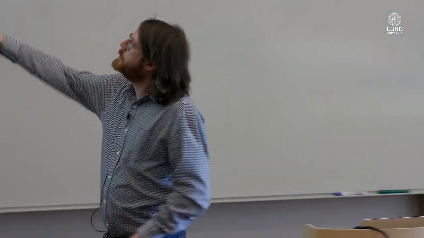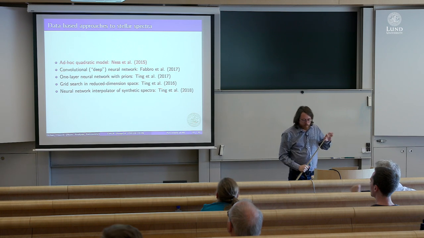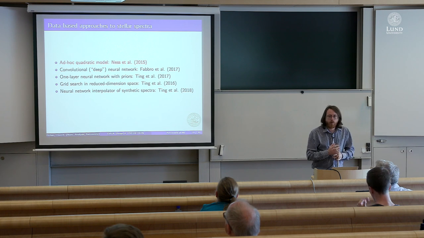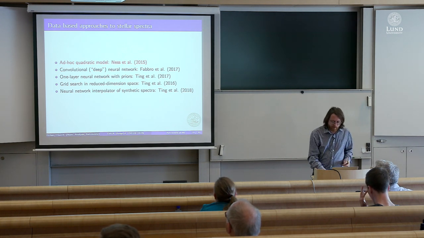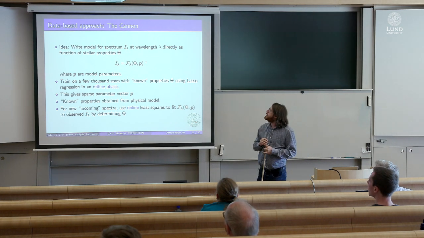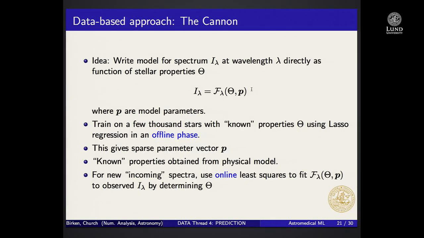So I'm going to talk about a model called the Canon, which was one of the first ones in this space. It's been very successful, and it's the one we're working with as the basis for the pipeline for Formos at the moment. So the idea here is that you write down an ad hoc model for the spectrum as a function of the stellar parameters, and I've called them properties here, but the things I had before, like the effective temperature, the abundances, etc., those are the theta. And you have then some parameters for your model, P.